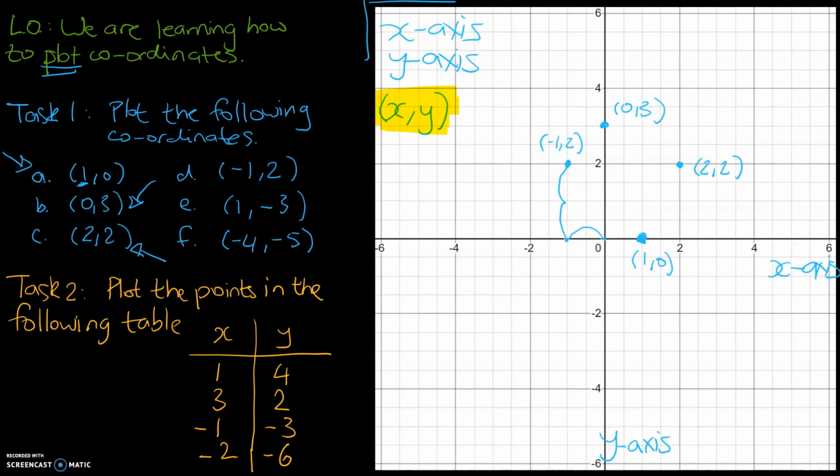Now I'm going to move on to question E. So E relates to (1, -3). So 1 is where that big dot is already there. And we're now going to move down to -3. So that would be 1, that would be 2, and that would be 3. So that makes that point (1, -3).